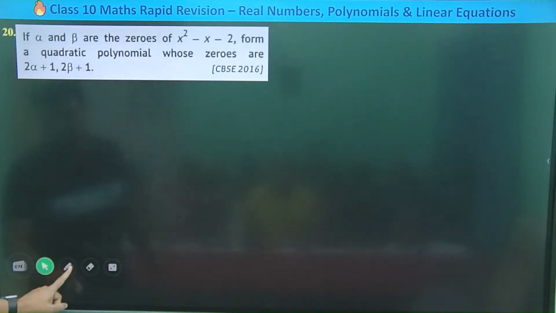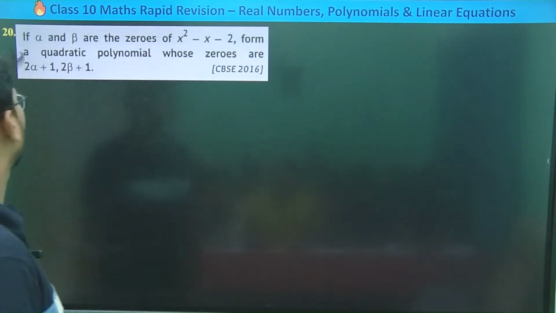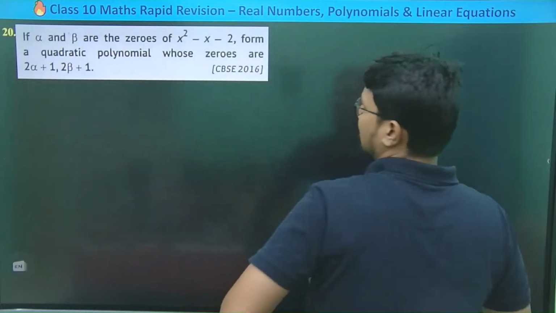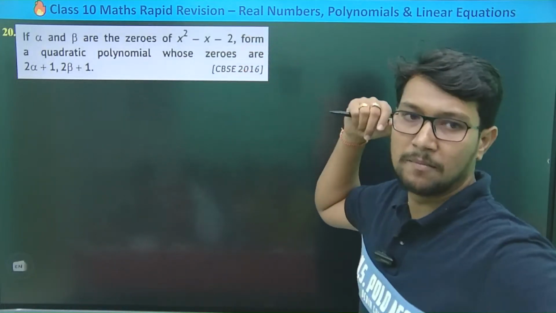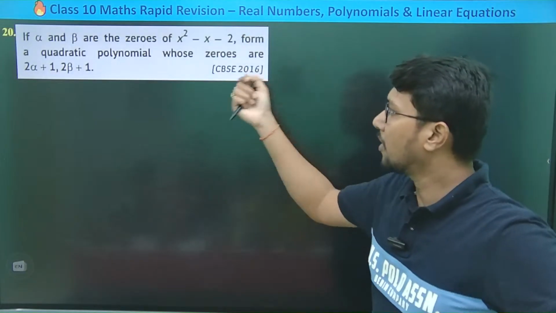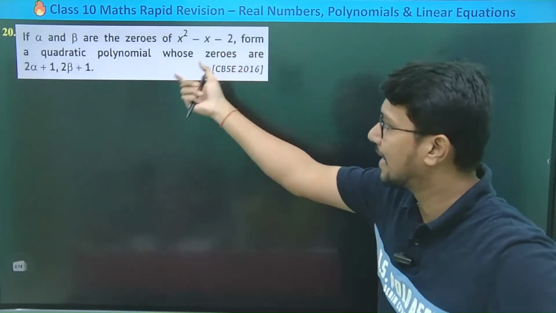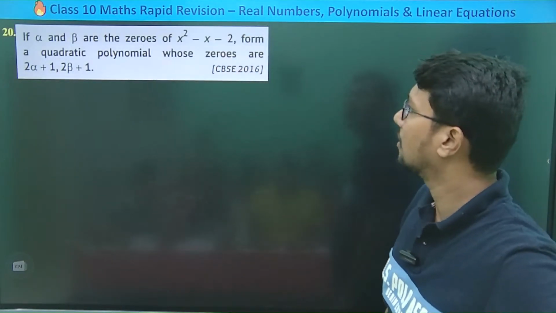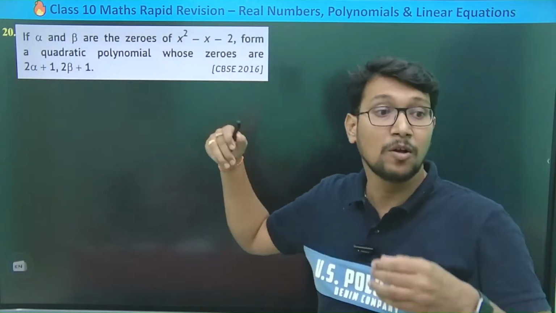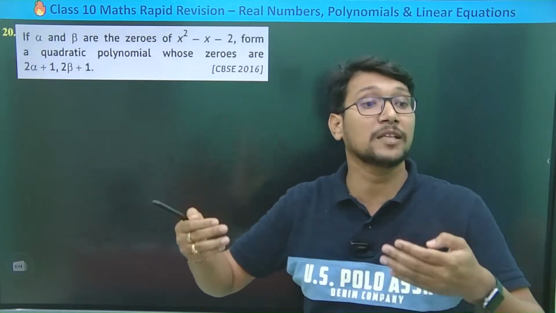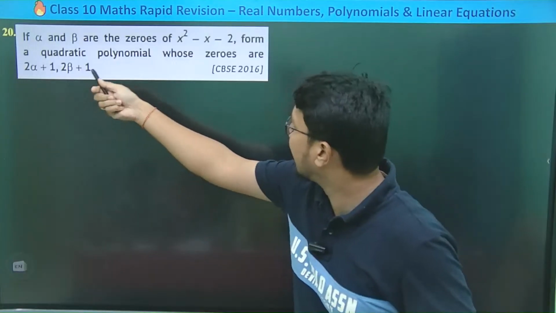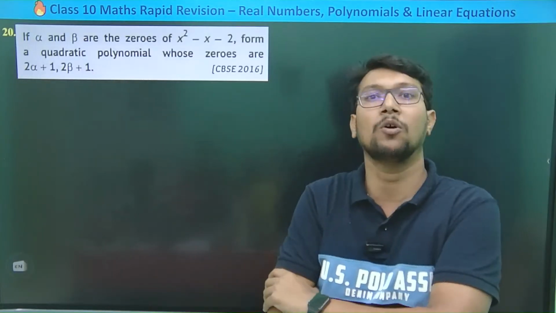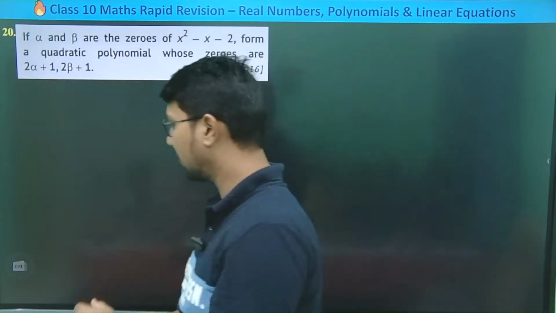Solve it. Alpha and beta are the zeros of the polynomial x square minus x minus 2. Form a quadratic polynomial whose zeros are these two. Form means you have to write a polynomial whose zeros are these two. Come on, write it and tell me quickly.